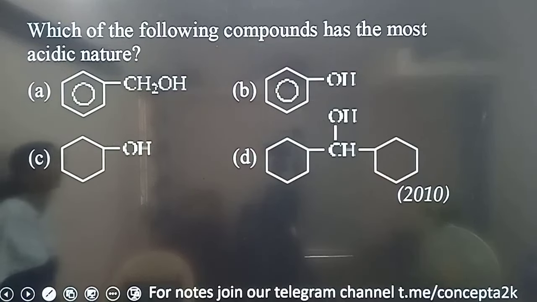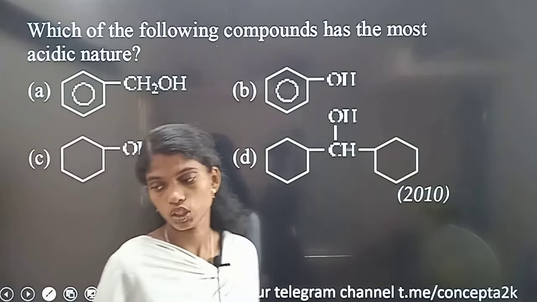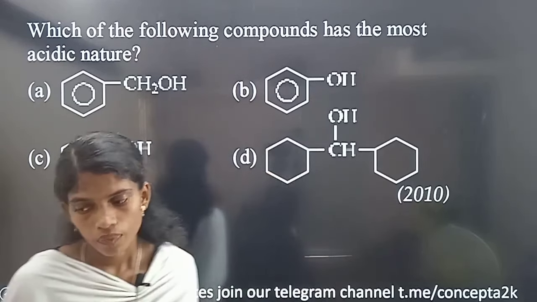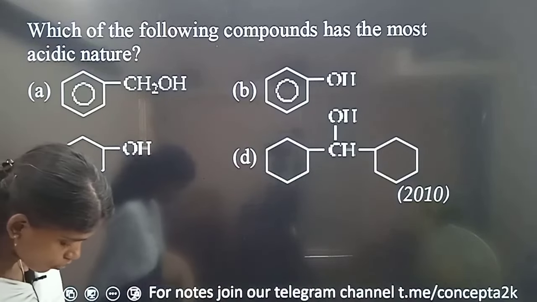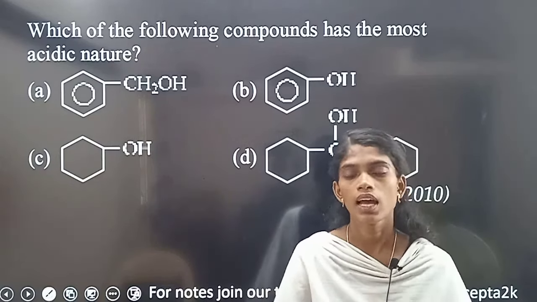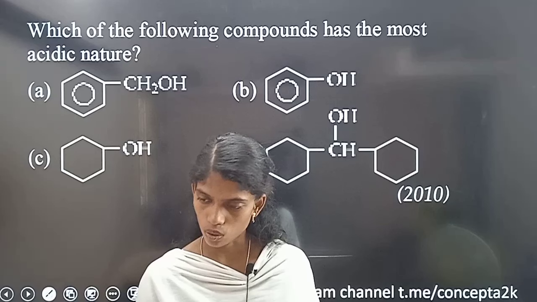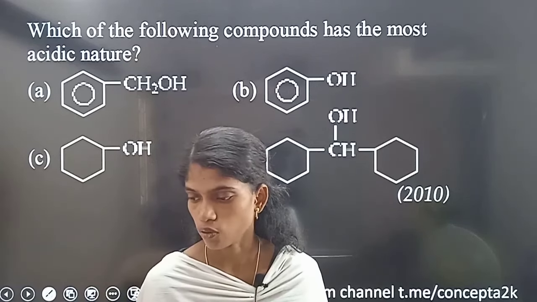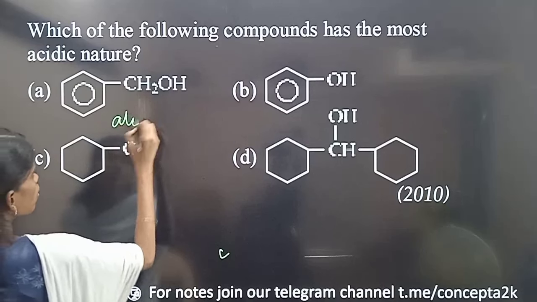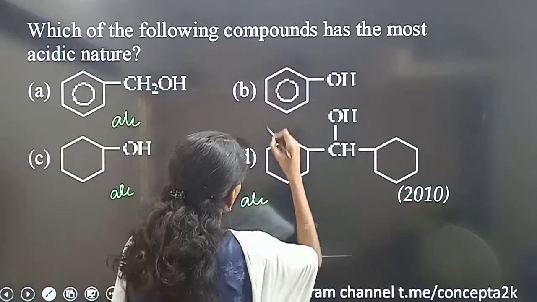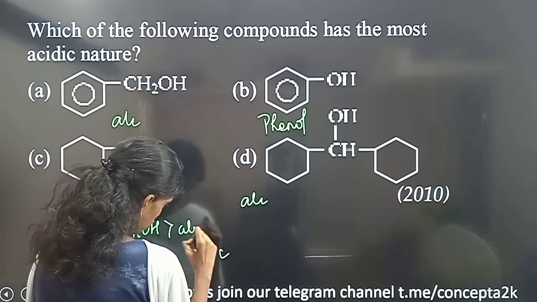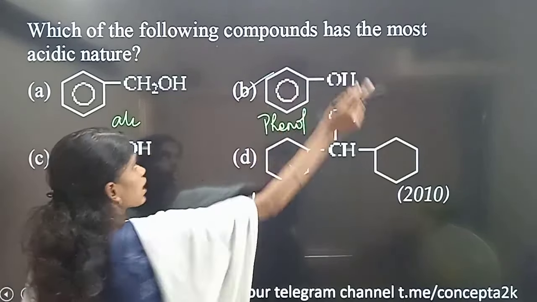Okay, which of the following compounds has the most acidic nature? When we look at the four options given, we know that alcohols are less acidic than phenols. So phenols are more acidic than alcohols. Option A is an alcohol, B is a phenol, C is an alcohol, and of course D also an alcohol. So option B is the right answer, which is more acidic.